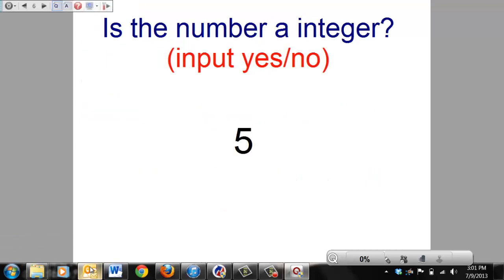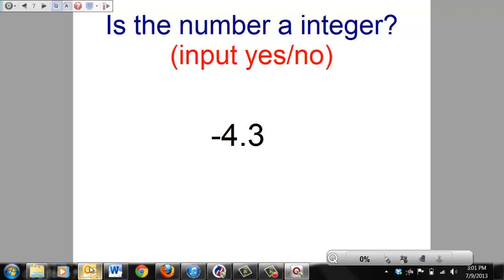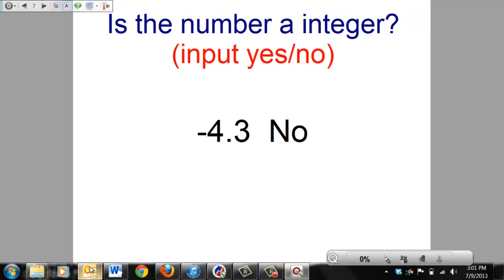So is this number an integer? Yes, it is. It is a whole number by definition. How about this number? Is it an integer? No, it is not, because it is a decimal. Remember, integers are whole numbers, their opposites, and 0. This one has a negative sign right here. That's okay. We can have negative signs, but we cannot have decimal numbers.